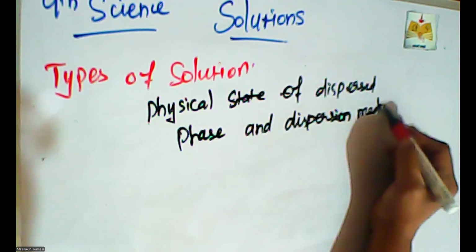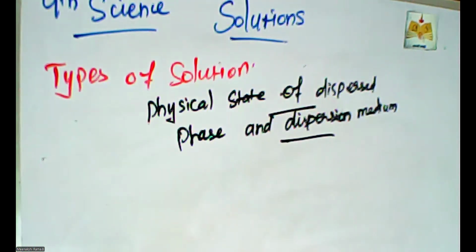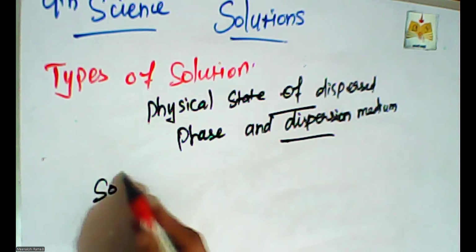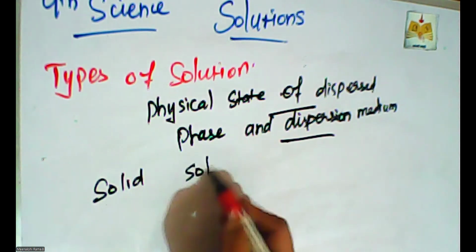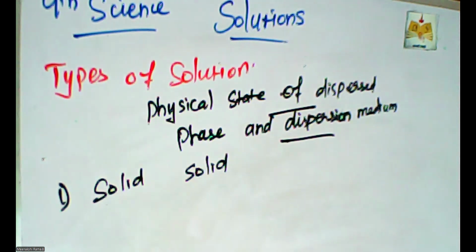So in this category, we can classify the solution into 8 kinds. What are they? First one is solid and solid. Solid and solid means the solid materials: metals, alloys, gems, and glass materials. So these are all the examples of solid and solid.